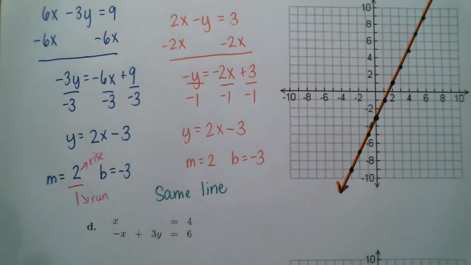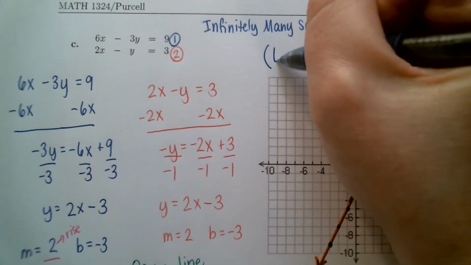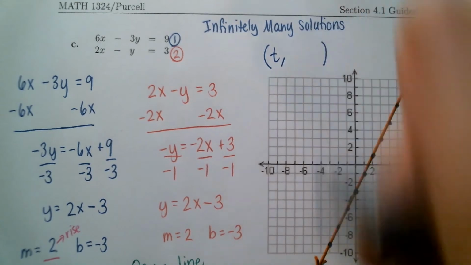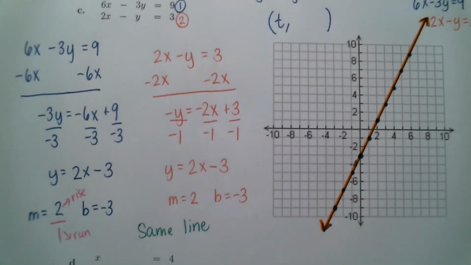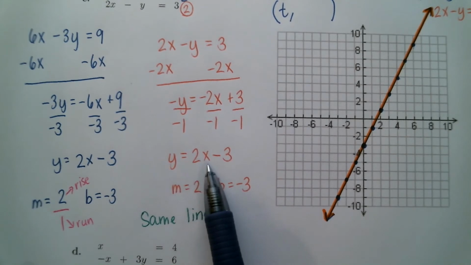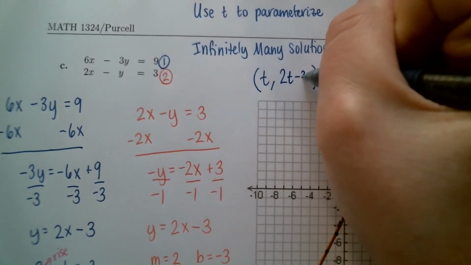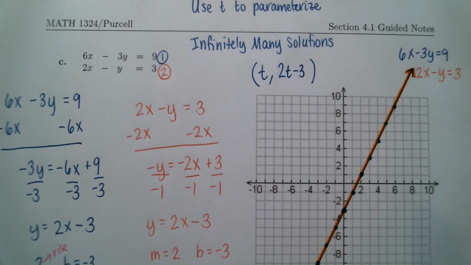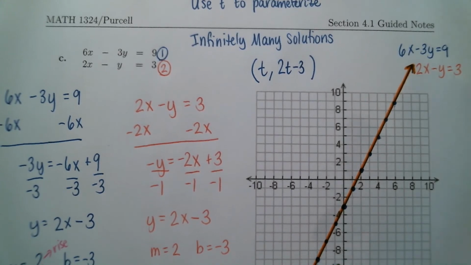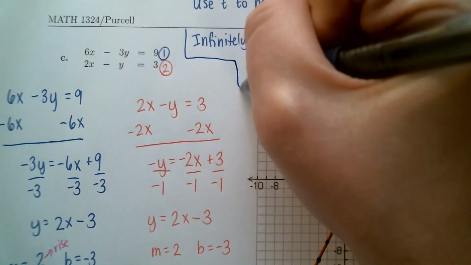So the way we parameterize is, I'm in charge of x, so we're going to call x t. Then we write what the y coordinate is. Well, if x is t, then the y value is going to be 2t minus 3. This is a compact way of writing down every point on this line. So this is what you would have to write down.